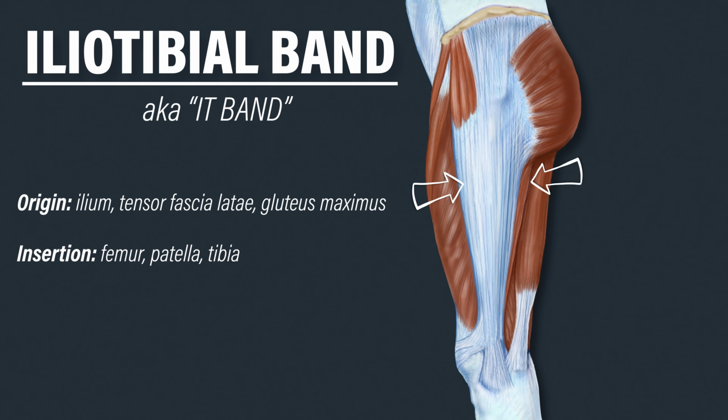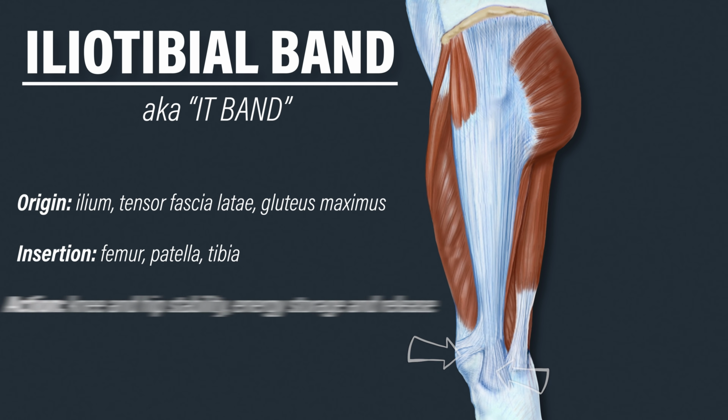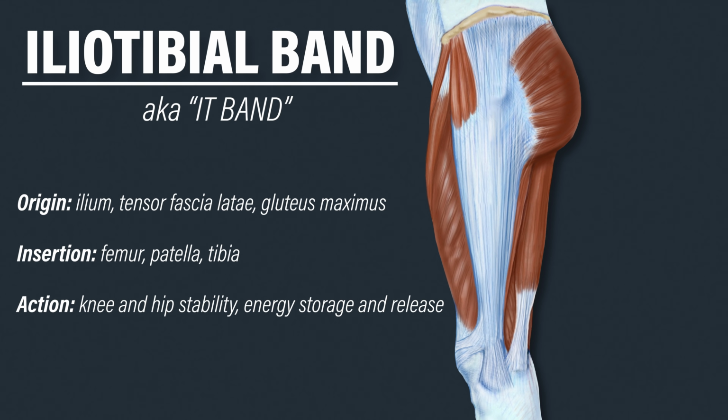As it travels down toward the knee, the IT band firmly inserts onto the femur, patella, and tibia. The expansive nature of the IT band allows it to contribute to stability of the hip and knee, as well as store and release energy to make bipedal walking and running more economically efficient.